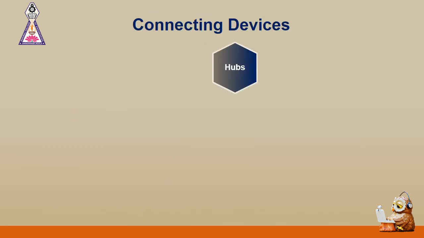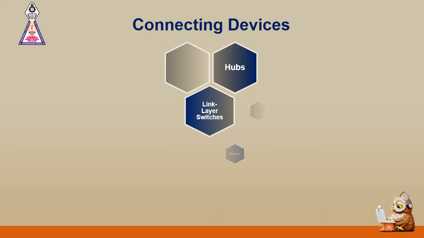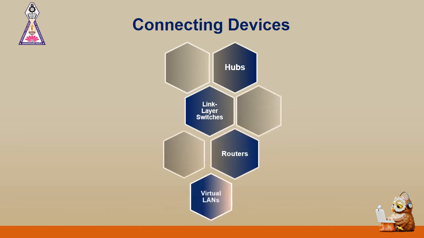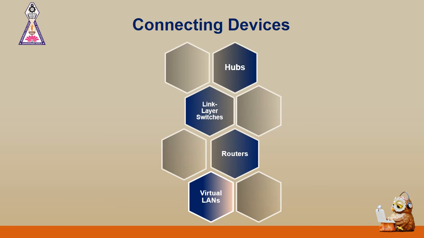So that completes the concept of connecting devices. Under connecting devices, we have considered the concepts in two different broad videos. In the first video, we considered the concept of hubs and link layer switches. Then we considered the concept of routers and virtual LANs in this particular video. In terms of operational principle, we compared routers with link layer switches as well as hubs. And then we considered a special case of local area networks, which is called a virtual local area network.